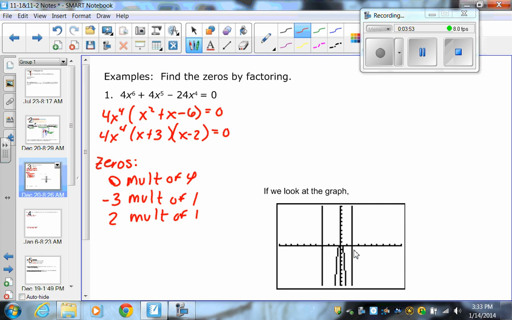And we can verify that by looking at the graph, because at negative 3 it goes straight through it, so I know that's a degree or a multiplicity of 1. At 2 it goes straight through it, so that is a multiplicity of 1. And at 0 it touches it but does not actually cross the x-axis, so that tells me it has to have an even degree, and in this case that even degree is 4.